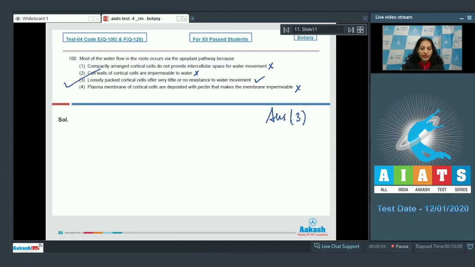But you know that apoplast pathway is limited up to a particular extent. How? Because in the roots you will find the endodermis, which has Casparian strips. And beyond the endodermis, there will be symplast pathway only. So, apoplast is restricted up to the endodermis. Let's see the next question.